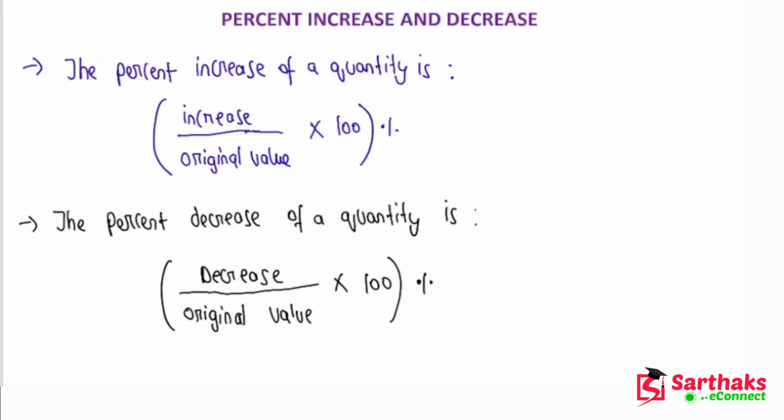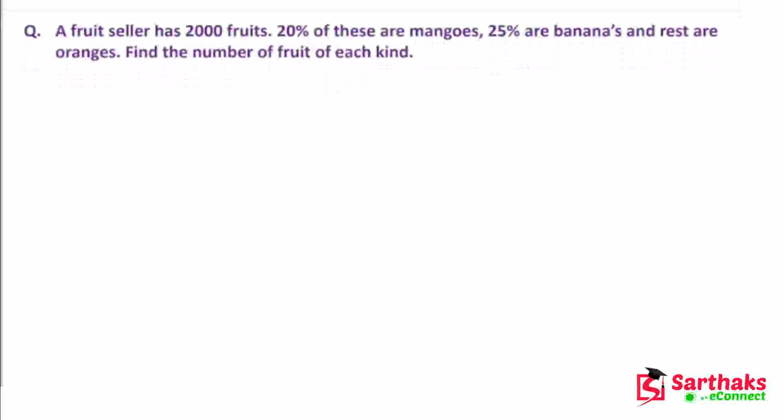Okay, so let us actually solve a question and find the applications of all these concepts. A fruit seller has 2000 fruits in total. There can be multiple types of fruits, but the total number is 2000, and it is given that he has mangoes, bananas and oranges. So 20% of these are mangoes, 25% are bananas, and the rest.